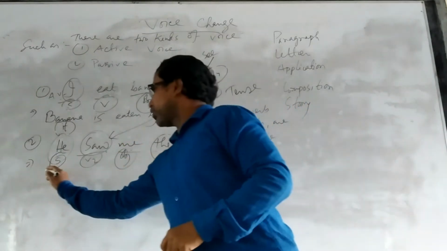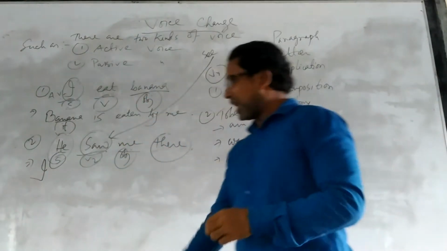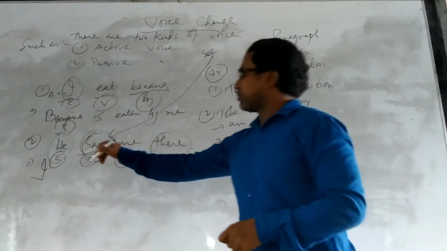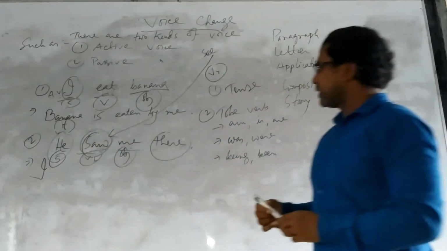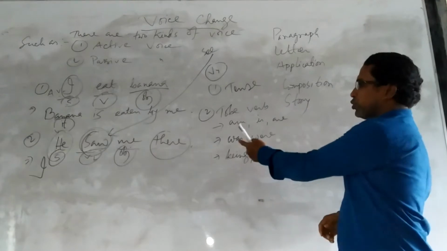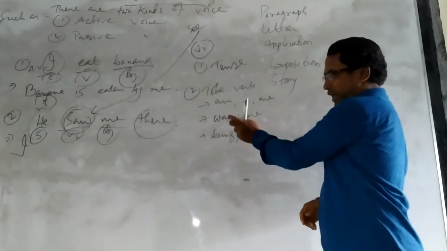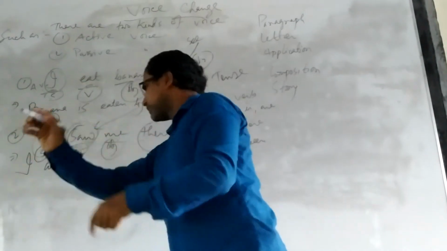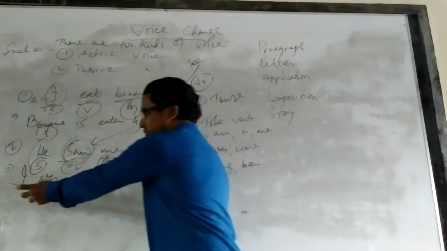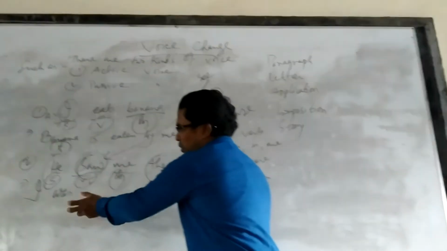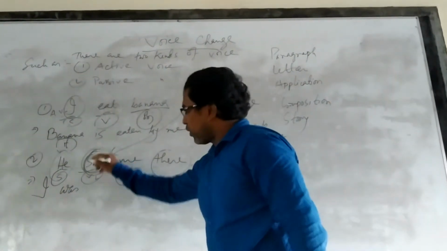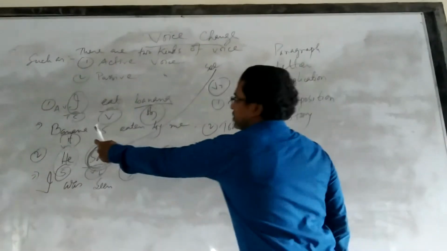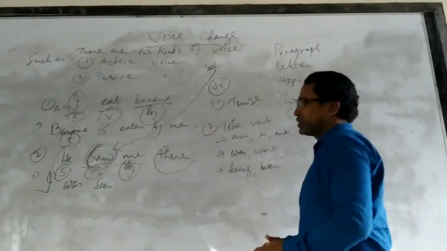So the object "me", when it turns into subject, will be "I". By this we can see that the verb is "saw", it's about past. So we have to take the help of two verbs here, was and were, anyone. Here our subject is I, and we have to take "was", because it is singular. Then you can see "saw", then the third form of see is "seen". See, saw, seen. I was seen.